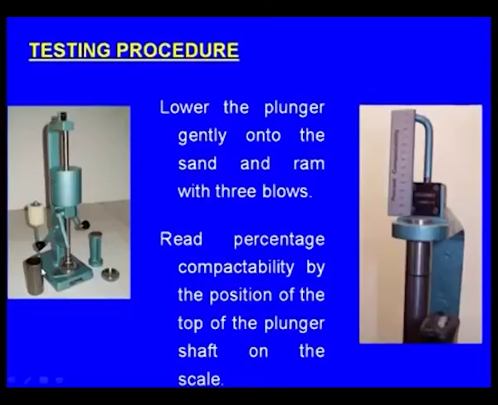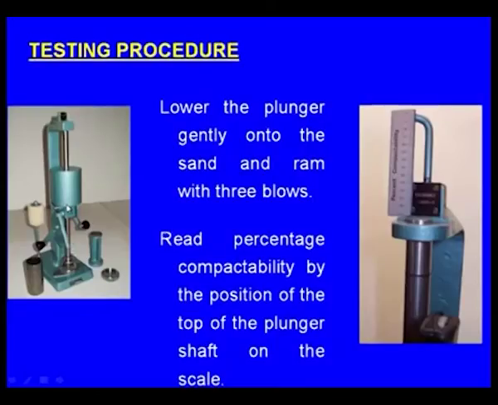Now we have to take this specimen tube after placing sand inside, and we have to put it under the sand rammer. Now this is the sand rammer and this is the specimen tube, and we have to place it here. With this we can rotate, and here we can see this is the hammer, and it goes up and suddenly falls. Now when we place the specimen tube with sand, we give rams: generally lower the plunger gently onto the sand and ram 3 blows, 3 rams are to be given.